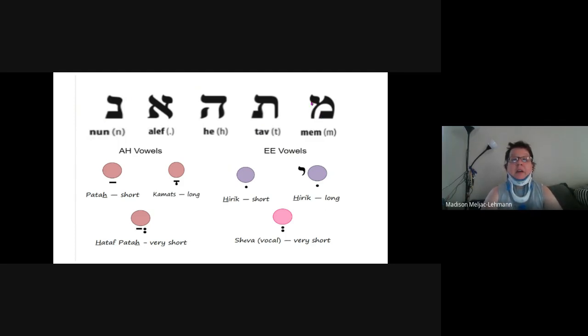So we have our letters from last week. Again, mem, tav, hey, aleph, and nun. And the last thing I'm going to remind you about these is these are the most used. So again, if we were going to count up all the mems in the Hebrew Bible or the Christian Old Testament, you would have more mem letters than anything else.